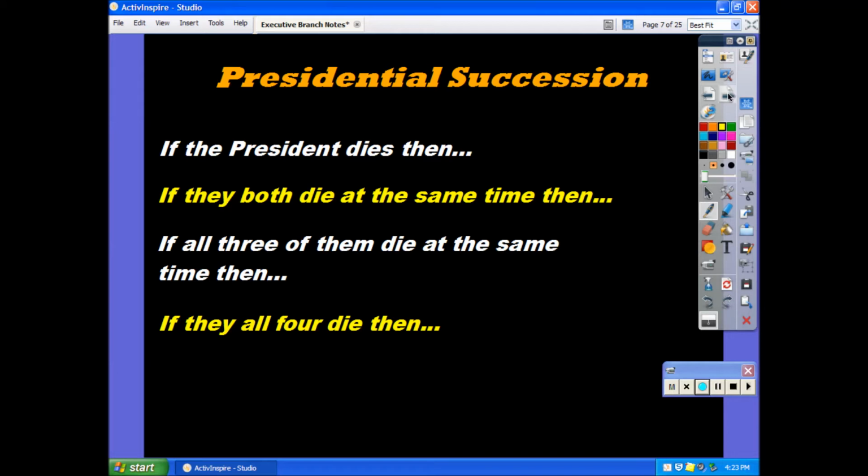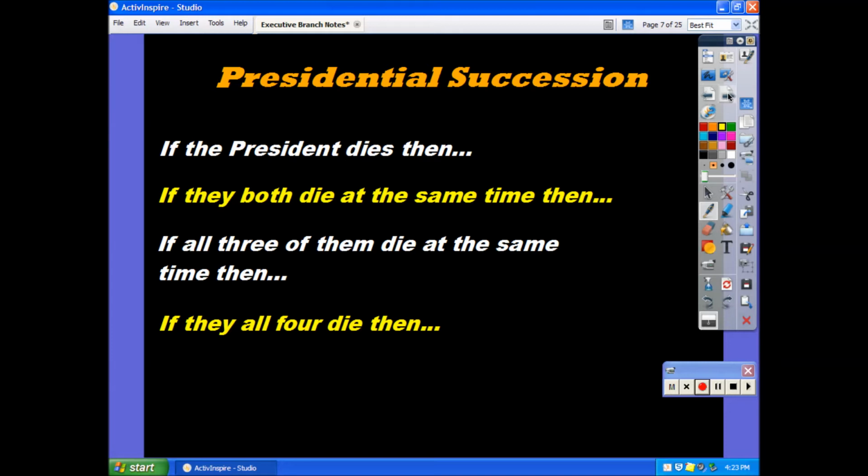If they both die at the same time, let's say that they're having lunch, for instance. A bomb goes off, both of them are dead. What happens then? Well, if they both die at the same time, the Speaker of the House becomes President of the United States. You can see then why being Speaker of the House is a very, very powerful position.